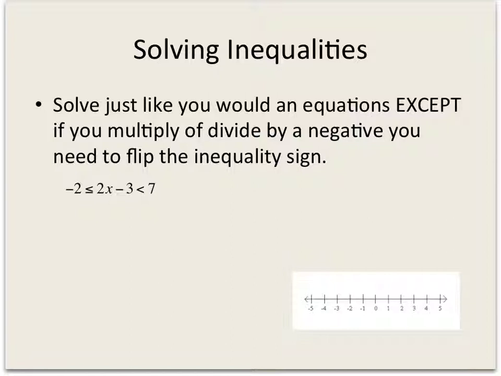So let's try an example with the between notation. Same idea, except this time instead of having 2 sides where we have to do something on both sides, we really have 3 sides. So to get that x by itself, I'm going to add 3, but I need to add that on all 3 sides of the inequality. So I get 1 less than or equal to 2x less than 10. Now I can divide all 3 sides by 2. So I get 1/2 is less than or equal to x is less than 5.